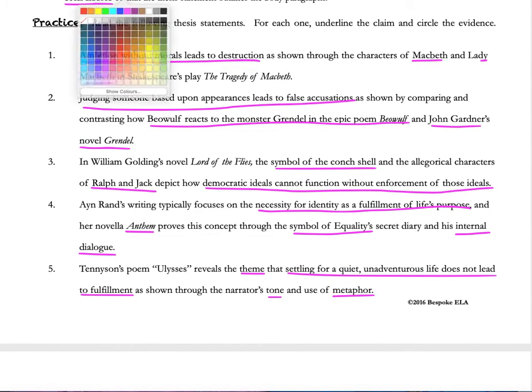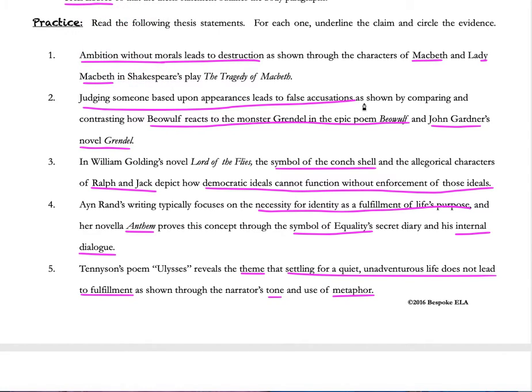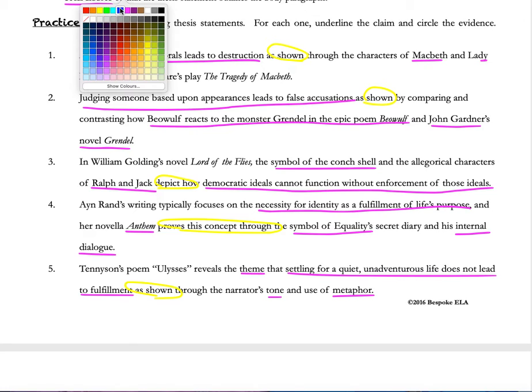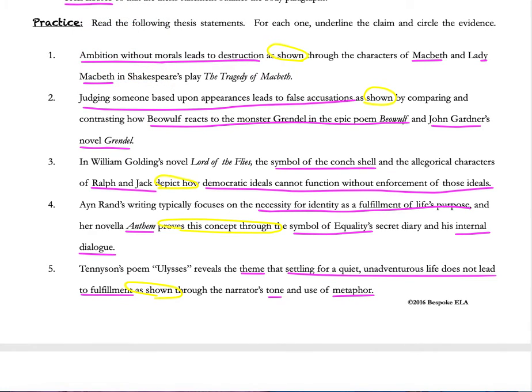I want you guys also to note, you probably already did, that most thesis statements in this have got "as shown," we've got "proves this concept through," and we've got "as shown" here, "depict." Okay, we've got some key words in there that identify that shift in the sentence. So you've got your claim, you've got your evidence, you have that linking word, that shift word that shows the change in focus in that sentence. Okay, good structure for those to follow.